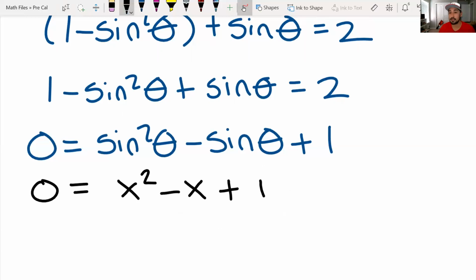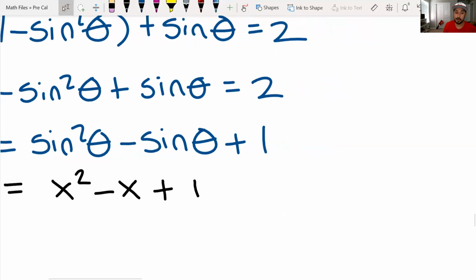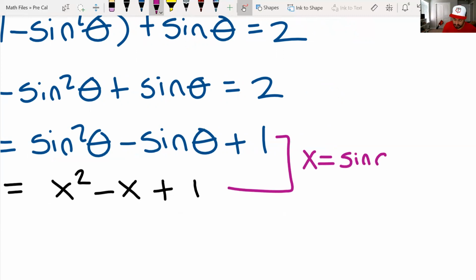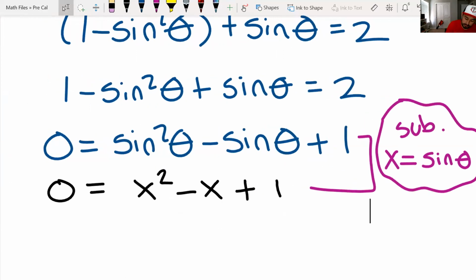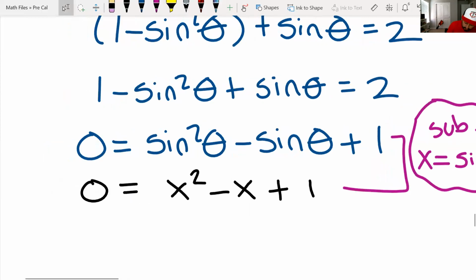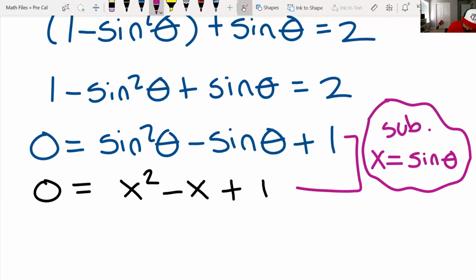So if we can't factor something, we can always complete the square. Oh, I know, you didn't expect that coming, did you? So before we complete the square, let me just make one thing sure. I'm going to make our lives easier. We're going to say that x is sine theta. That's our little substitution, okay? So this means that we are going to have to complete the square to solve this.